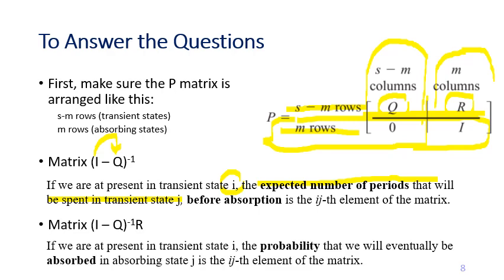And then if we compute the matrix (I minus Q) inverse times R, we will obtain the answer for the probability that we will eventually be absorbed in absorbing state J, given that now we are in state I. So let's use these two matrices to answer the questions related to the example that we've seen before.